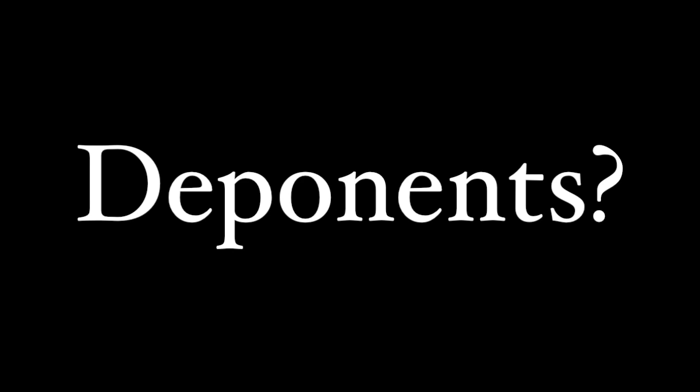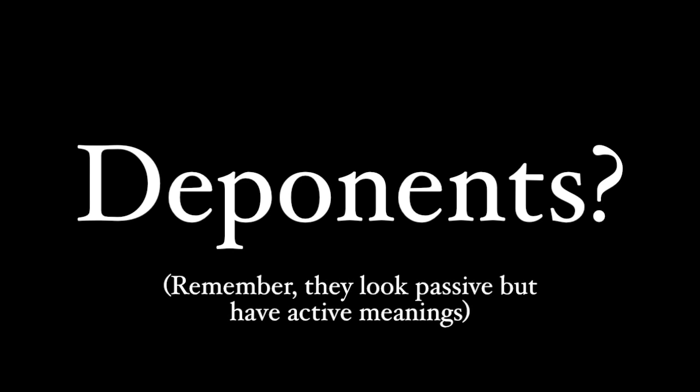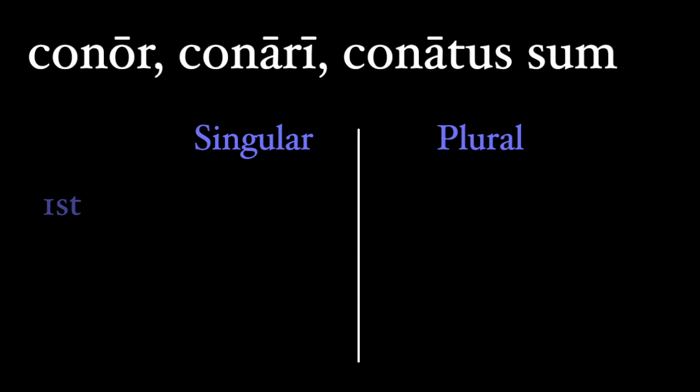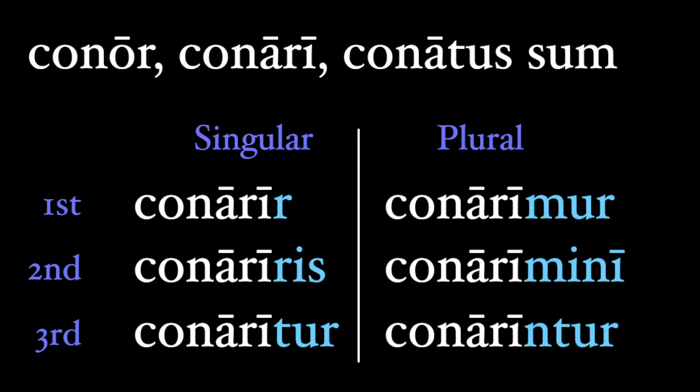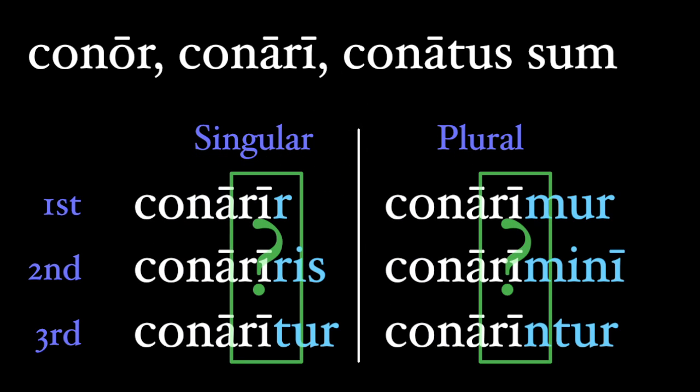Remember that deponents are verbs that look passive but are translated actively. So for us to form the imperfect subjunctive for a verb like conor, conari, conatus sum, to try, we take the second principal part, conari, and add the passive endings, but wait, this doesn't look right. Let's rewind just a bit.